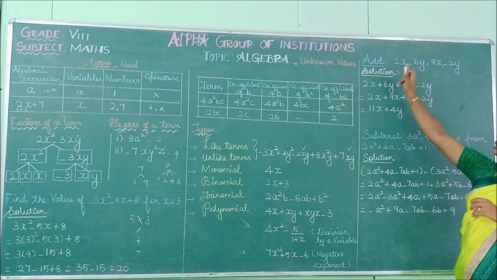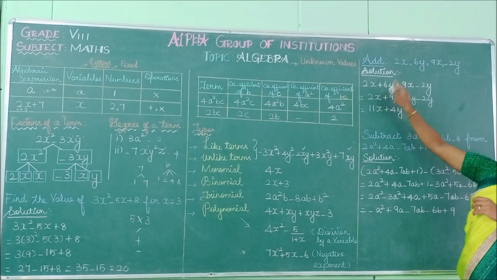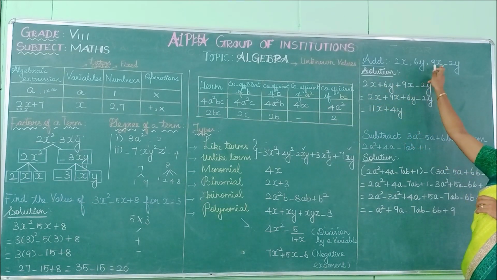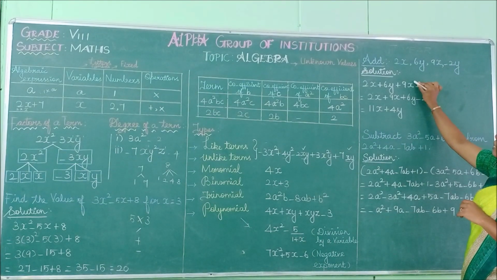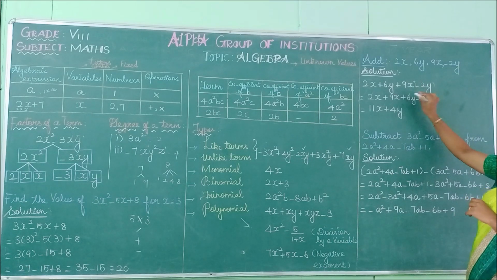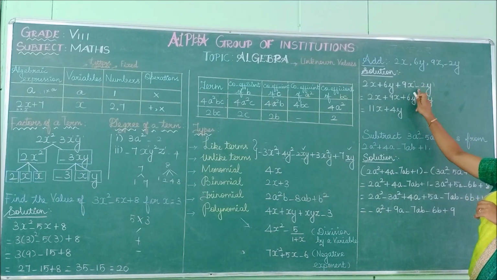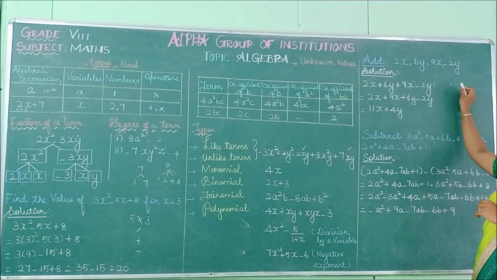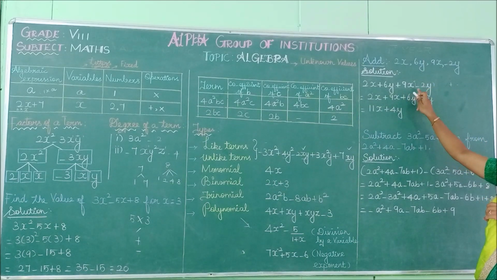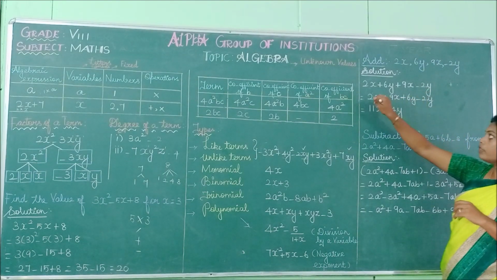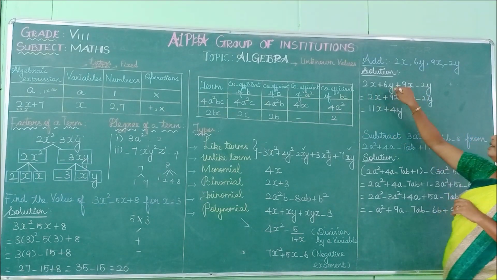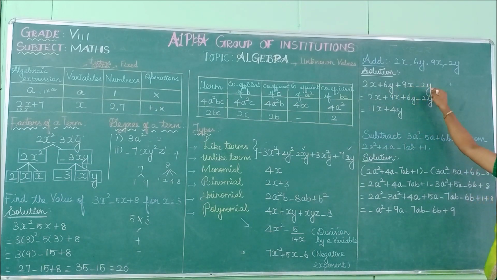So what's the first term? 2x plus 6y plus 9x. So here we are having what? A minus term. If you put minus, minus into plus is what? That is minus. So that's why put minus 2y. 2x plus 6y plus 9x minus 2y.